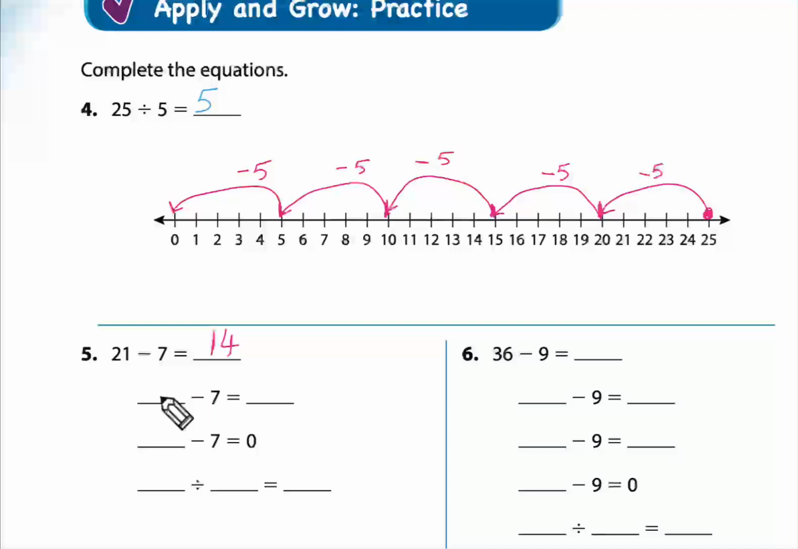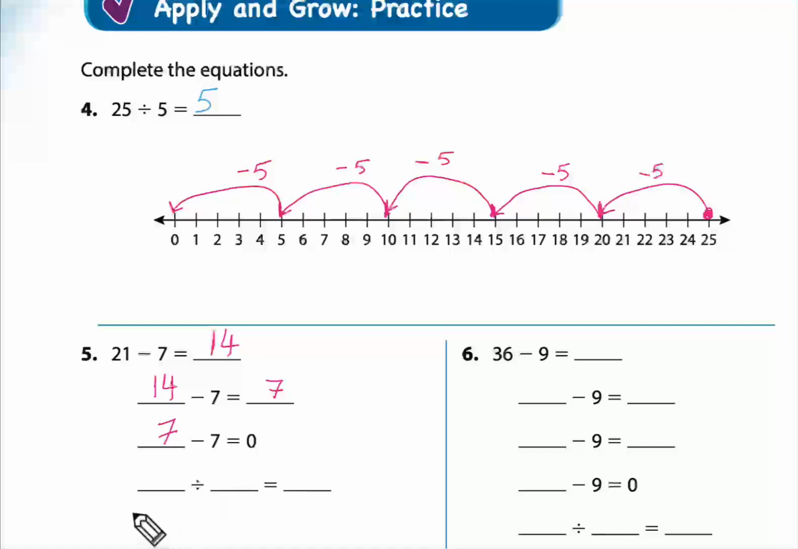Okay, now we write here as the starting number 14. And we subtract another 7. So each time we subtract 7. 14 minus 7 equals? Yes, 7. And of course, we take the 7 to the next equation as the starting number. 7 minus 7 equals 0.